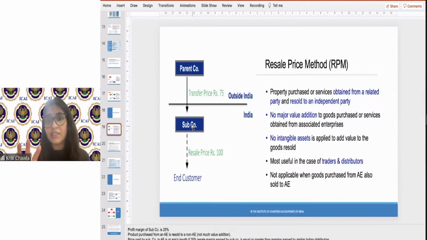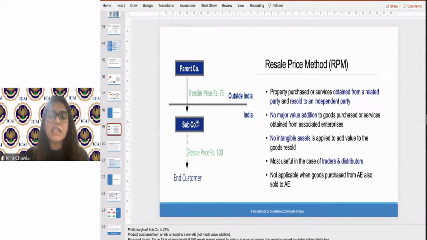But obviously, there is a margin. So in the resale price method, let's say there is a parent company selling to the subsidiary company at 75 rupees. Now the subsidiary company sells it to the end customer at 100 rupees.